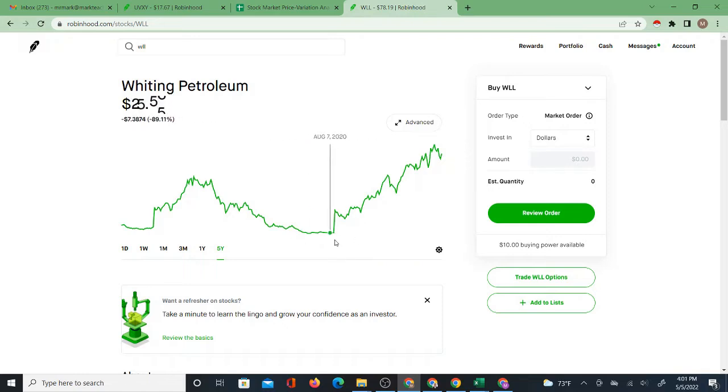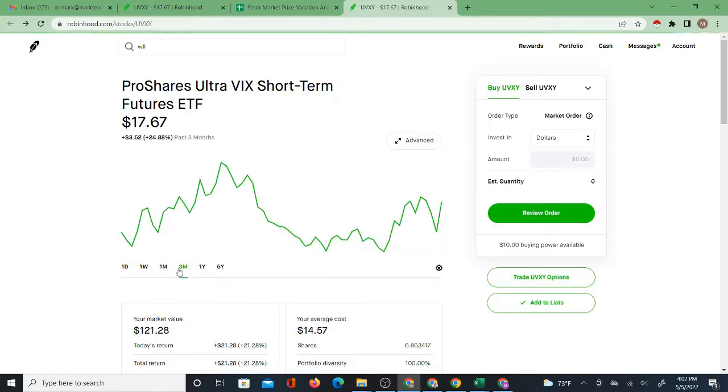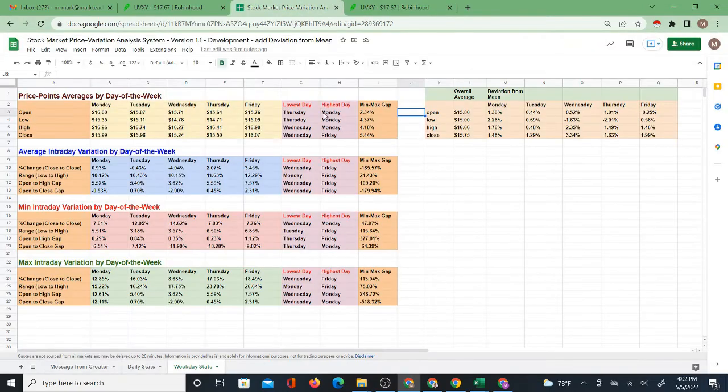My point is that we don't see anything like this with the VIX, with the UVXY. We don't see that kind of really sharp change. So that's why I trust these averages. That's pretty much my point. Okay, so that's the idea.